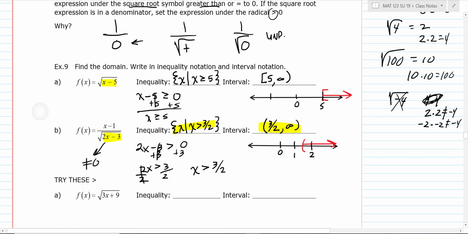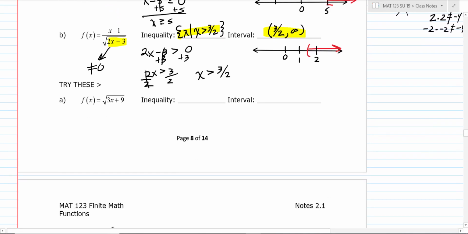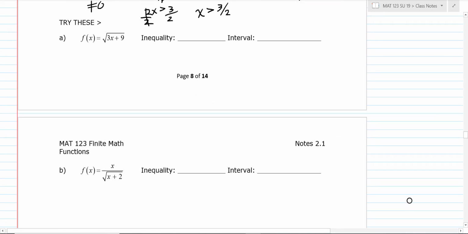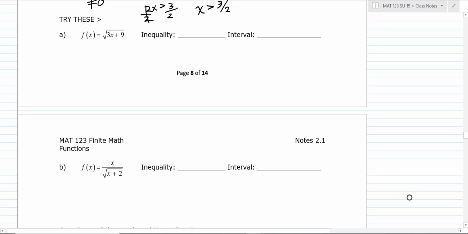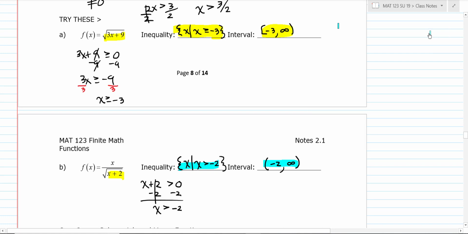Okay, so let's see, you can pause and go ahead and do the next 2 problems, and then we'll move on and look at one other case. So I'm going to pause, work these out, come back and check and see if you did it right. Okay, so here's what you should have come up with.